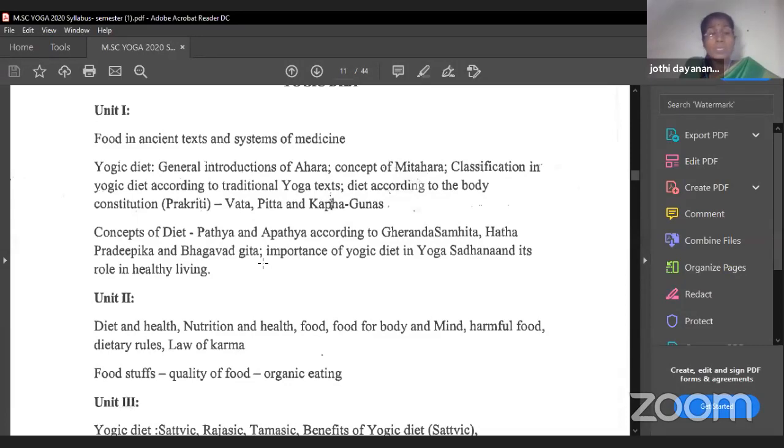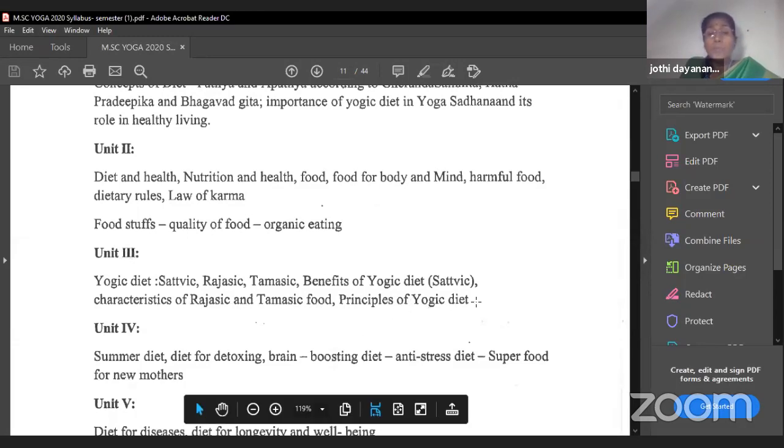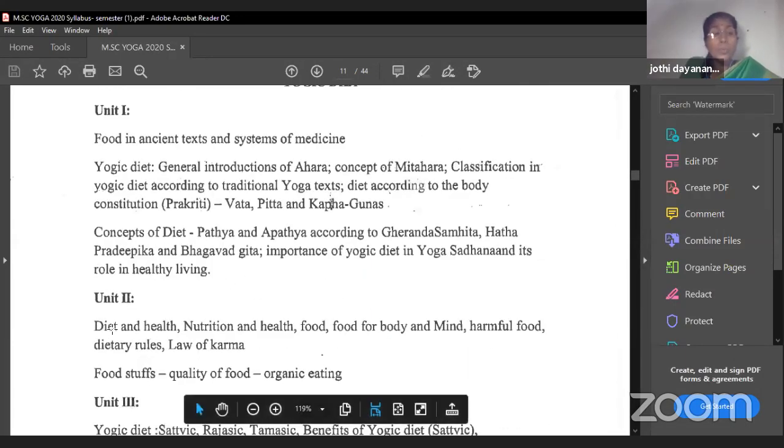And we have also discussed unit 3, yogic diet: sattvik, rajasik, tamasik. We have also covered the benefits of sattvik food, the characteristics of rajasik and tamasik food, and the principles of yogic diet. So now we will get into unit 2, diet, health, nutrition and health, and how food goes with it, shall we? Right then, thank you.